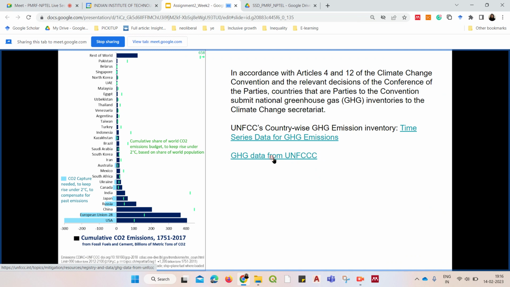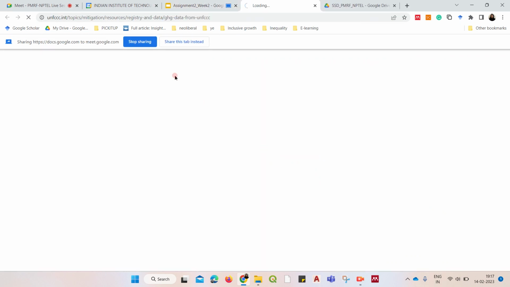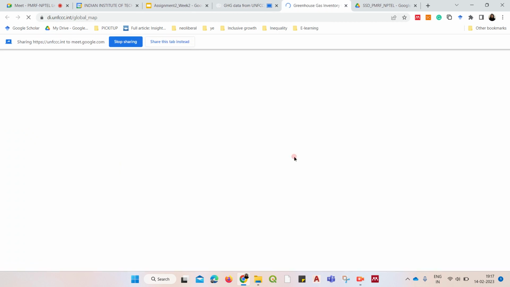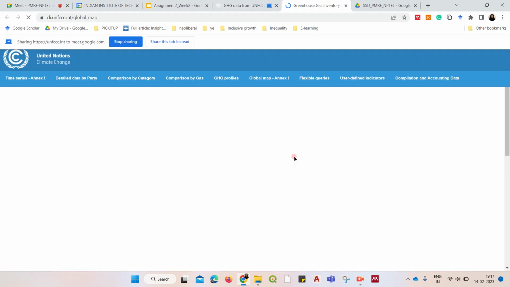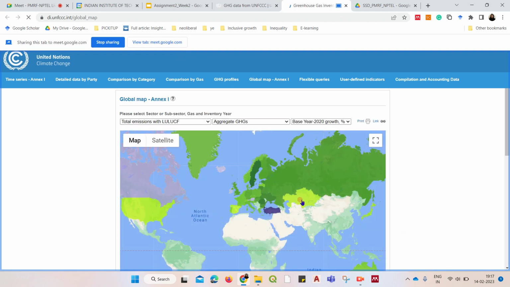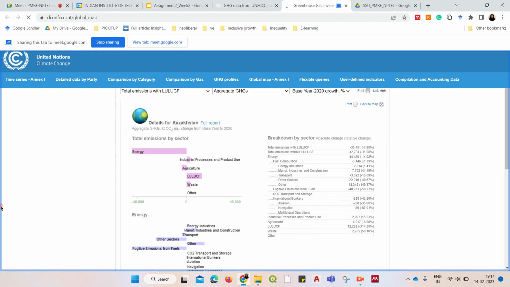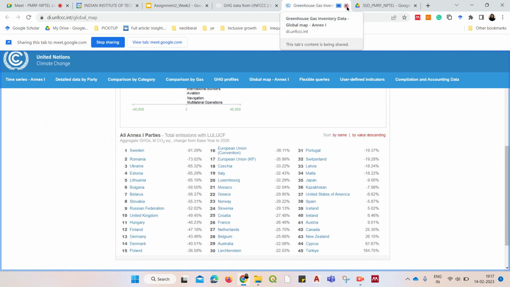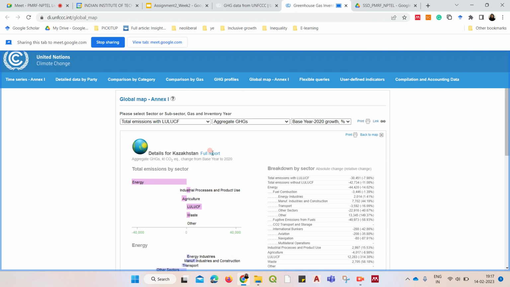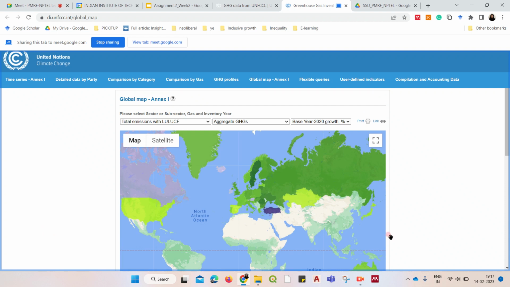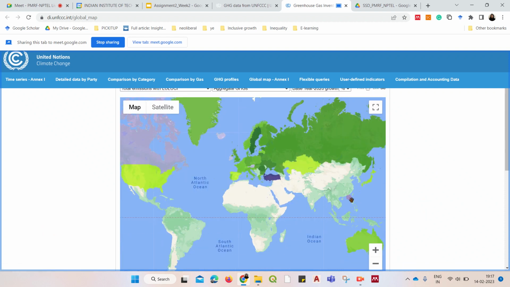Coming back, this is the GHG data for different countries, and so there are several things. You can even see the global map, and the data plotted on the global map for different countries. And you can again download this if you want from this print link.